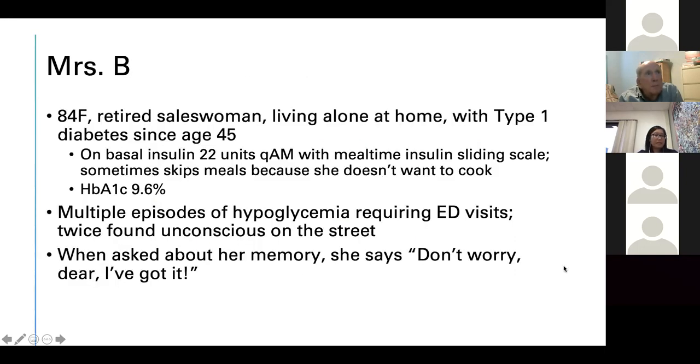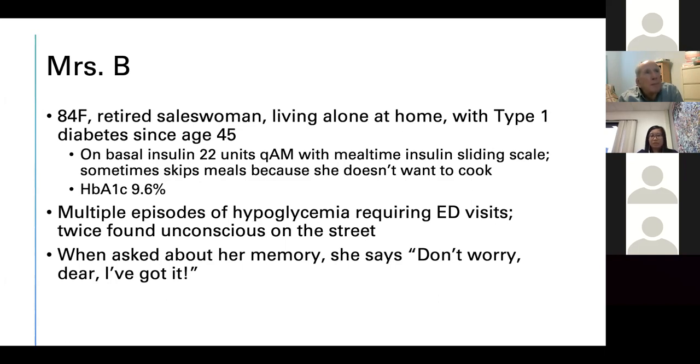The other patient that I saw was Mrs. B. She was a 84-year-old retired saleswoman living alone at home. She also had type 1 since the age of 45. And she was on a basal insulin 22 units in the morning with a mealtime insulin sliding scale. She informed me that sometimes she skipped her meals because she didn't want to cook.